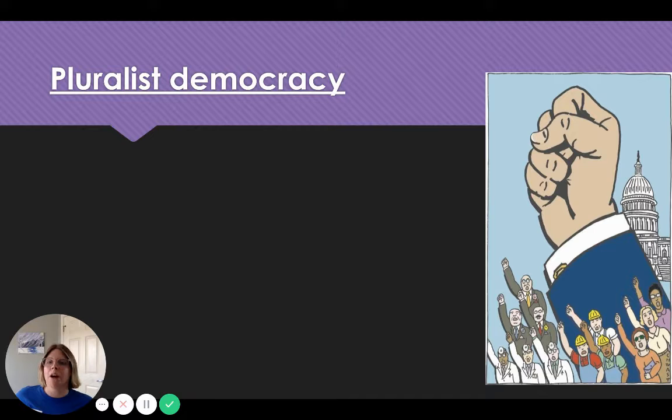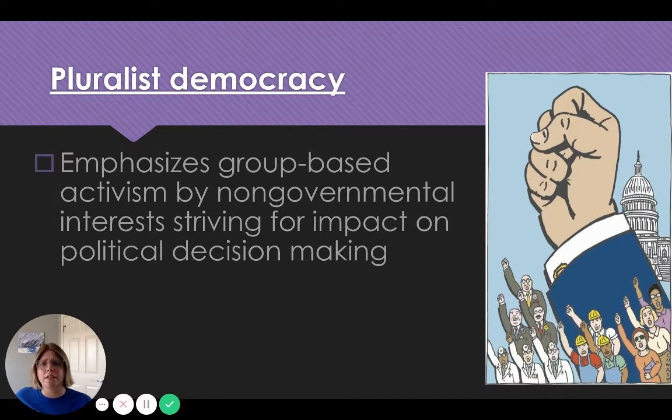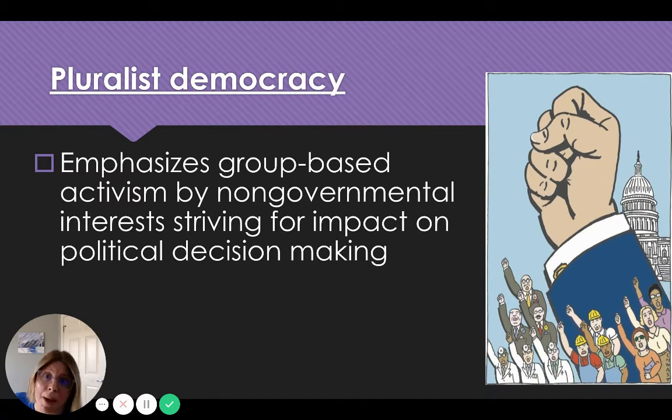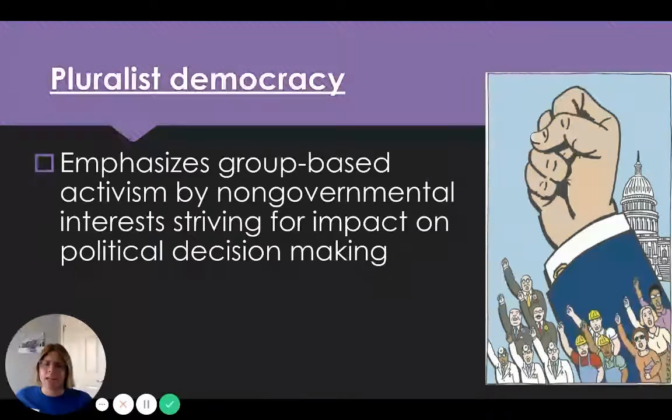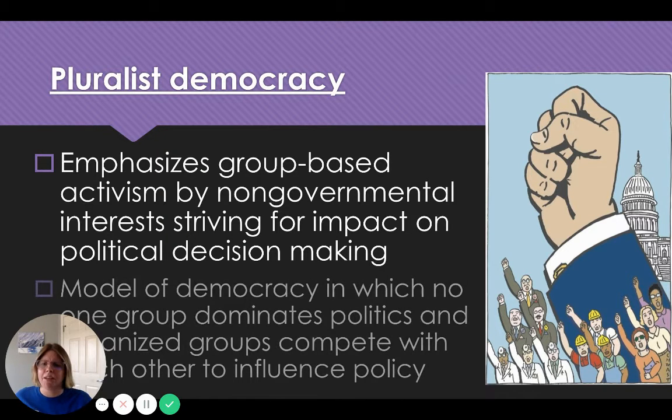So pluralist democracy is basically, pluralism or pluralist just means many, basically. And so pluralism in AP government basically just means many groups. So it emphasizes group-based activism by non-governmental interests striving for impact on political decision-making. So when I think of pluralism, I usually connect it to interest groups because those basically are the vehicles, those interests that are striving for the impact on policymaking.